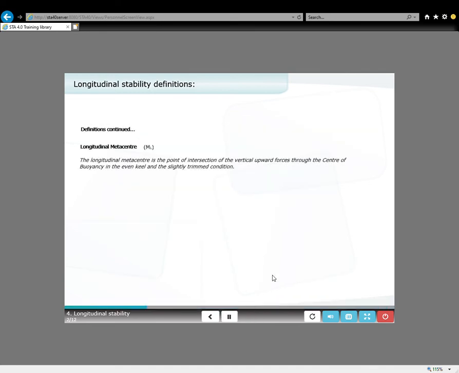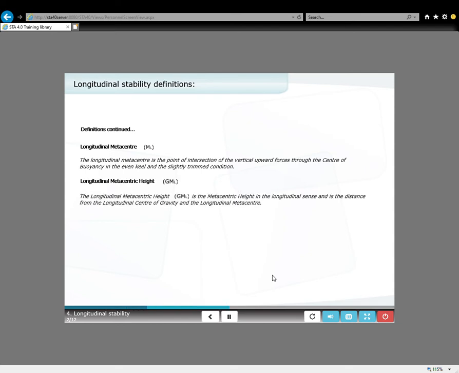The longitudinal metacenter is the point of intersection of the vertical upward forces through the center of buoyancy in the even keel and the slightly trimmed condition. The longitudinal metacentric height, GML, is the metacentric height in the longitudinal sense, and is the distance from the longitudinal center of gravity and the longitudinal metacenter. It is much larger than the transverse GM value, and can be even larger than the ship's length. The MCTC is the moment, in ton-meters, required to change the trim of a vessel by 1 centimeter.